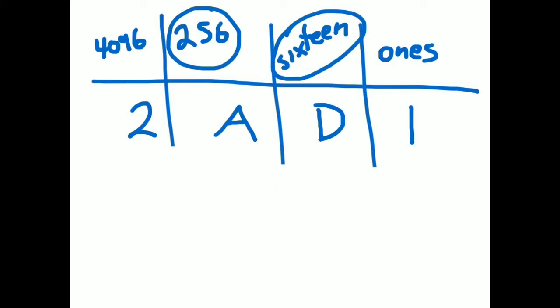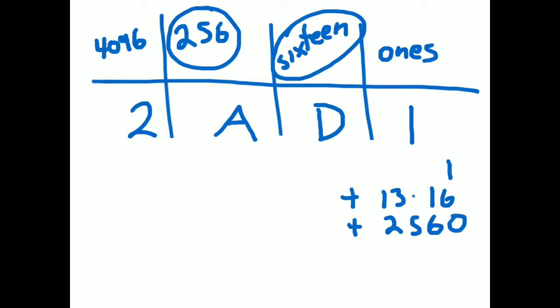Okay, so now how do we actually do the math here? All right, it's not hard at all. We remember we have a 1 in the 1's place. We have a 13 in the 16's place, which means that's 13 times 16. We have a 10 in the 256 place, which is easy. And then we have a 2 in the 4096 place, which is 8192. So the next thing we have to do is just add these values together.